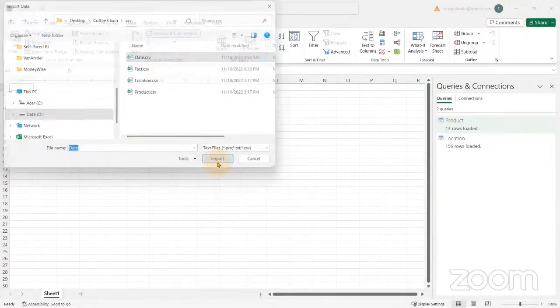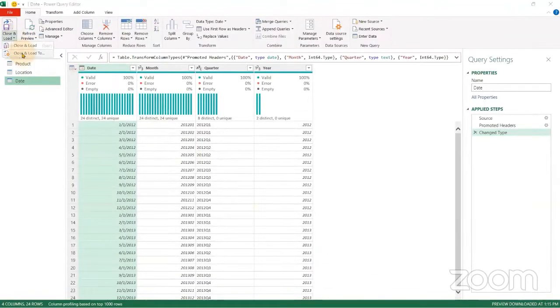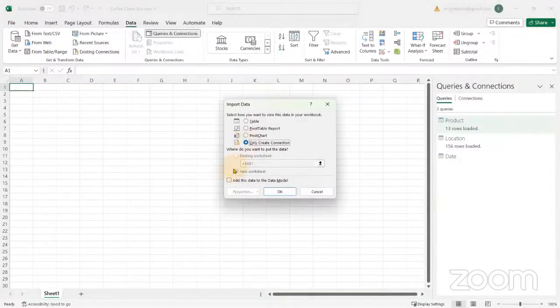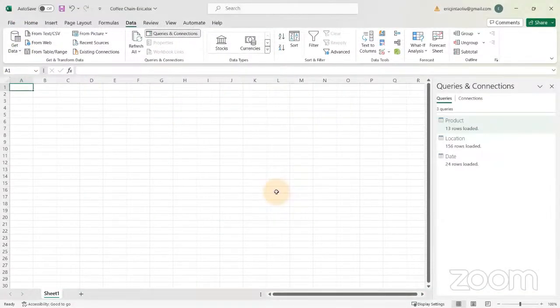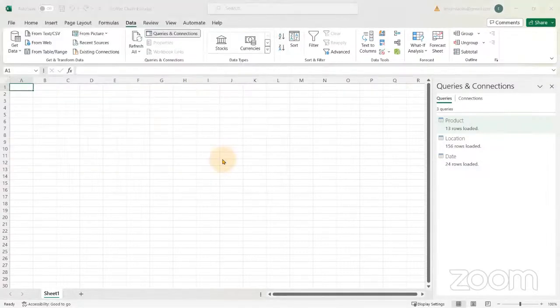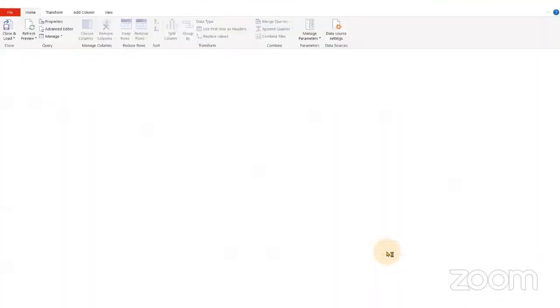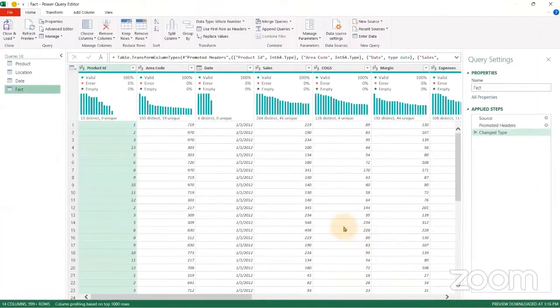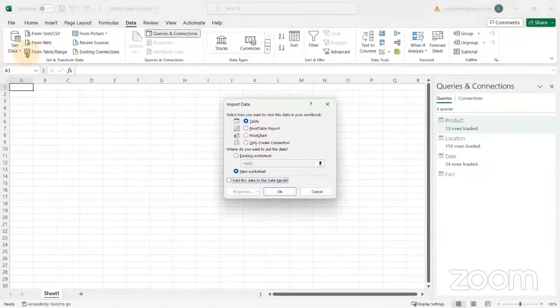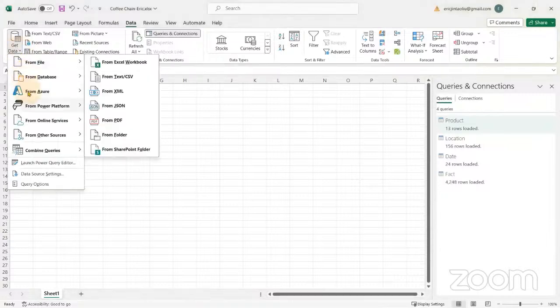Import date table. Import fact table. Go back to Power Query Editor.